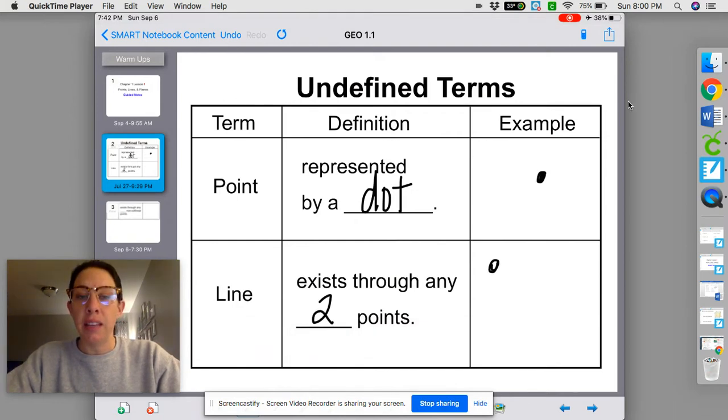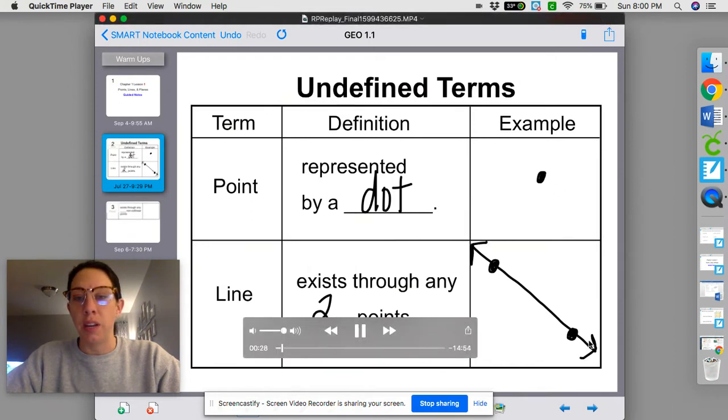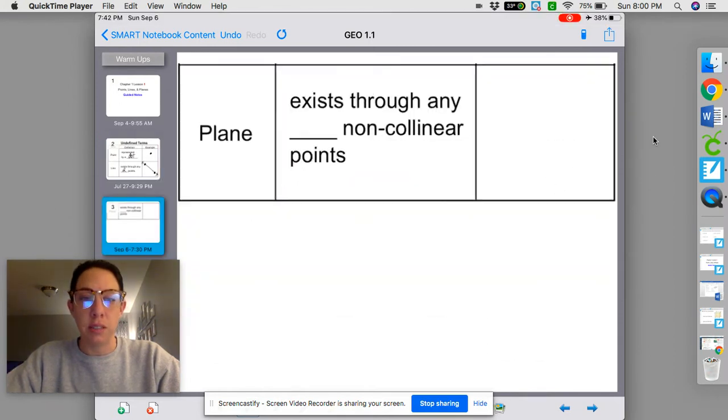And then we have a line that exists through any 2 points. So no matter where you have 2 points, you're going to have a line that exists. And it has arrows at the end to represent that it goes off infinitely in both directions.